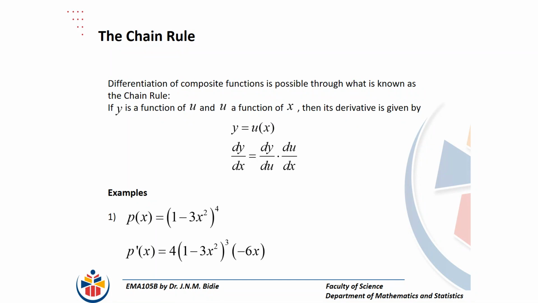And then, because of this rule, we have to multiply by the derivative of the inner function. So the derivative of 1 minus 3x squared is negative 6x. Please note, differentiate the power first. It's 4 into 1 minus 3x squared all to the power 3, and then multiplied by the derivative of the inner function, which is negative 6x. Let's go to the next example.